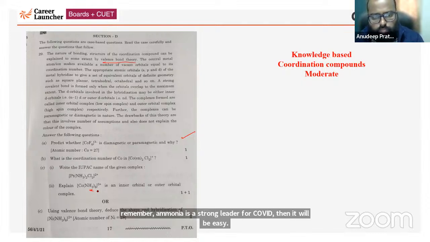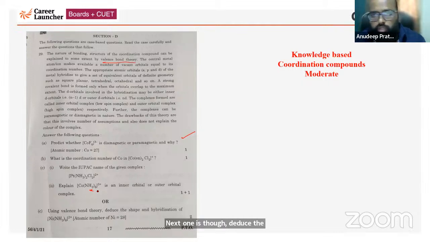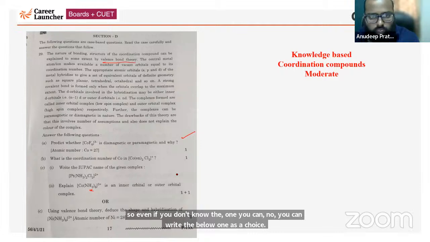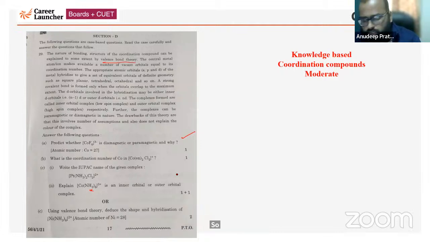Next one is: deduce the shape and hybridization of [Ni(NH3)6]2+. That is again an easy one comparatively. Even if you don't know the above one, you can write the below one as a choice. So overall, I'll say this is a moderate question, right? And how you have to answer is, I hope you understood that.